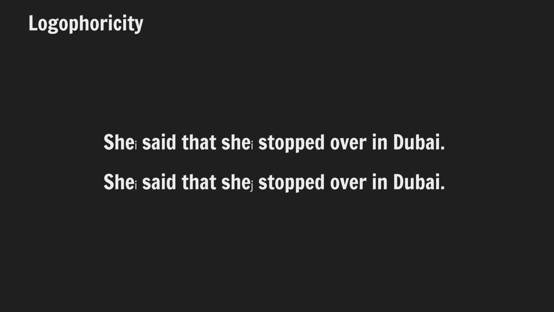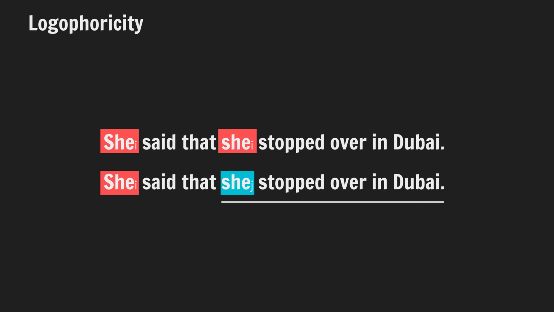Logophoricity is a thing similar to the concept of obviation, which we discussed in the previous video. It marks a sort of shift in point of view. "She said that she stopped over in Dubai" versus "she said that she stopped over in Dubai." Both "she"s refer to the same person here, but to different people here. That is, the POV is different in the latter half of this statement. Languages that feature logophoricity will tend to have an ordinary set of person markers for these and a distinct logophoric set of person markers to clear up the ambiguity here.